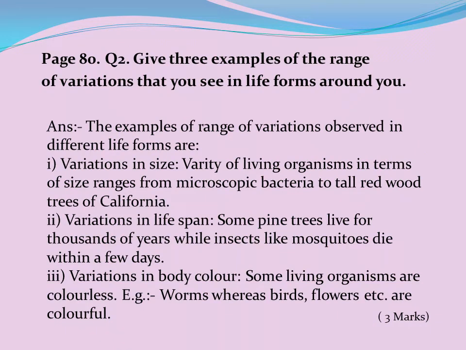Page number 80. Question number 2. Give 3 examples of the range of variations that you see in life forms around you. Answer. The examples of range of variations observed in different life forms are: 1. Variations in size. The variety of living organisms in terms of size ranges from microscopic bacteria to tall redwood trees of California.